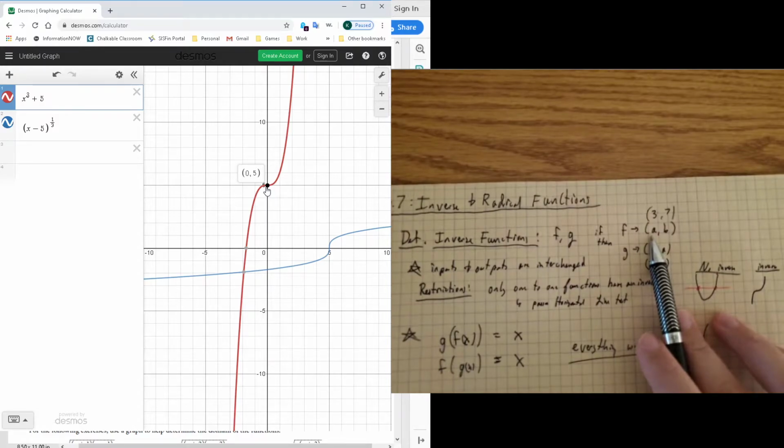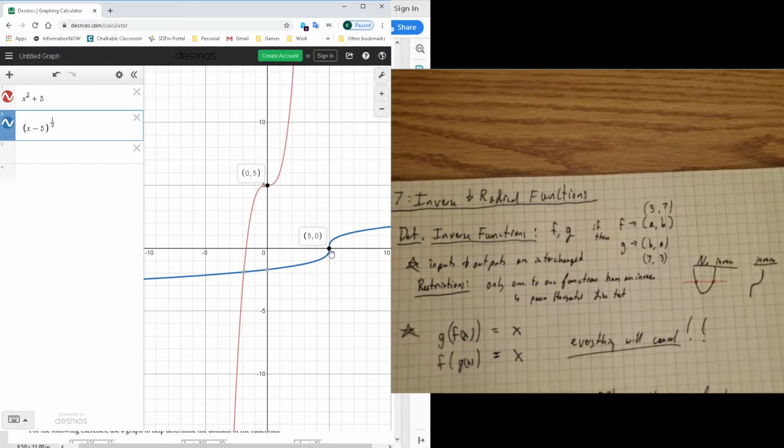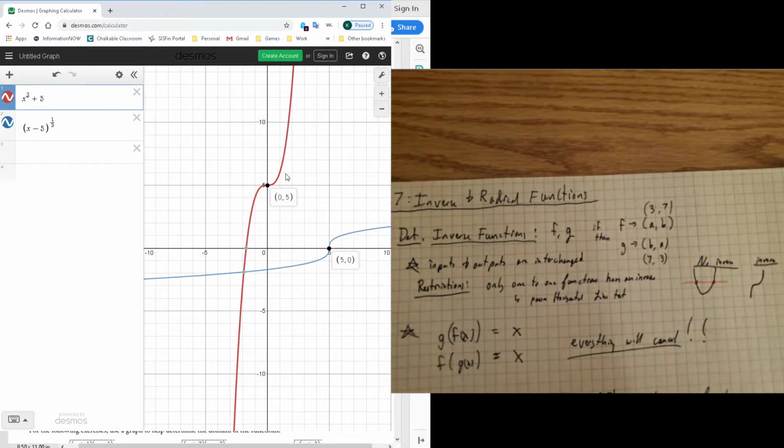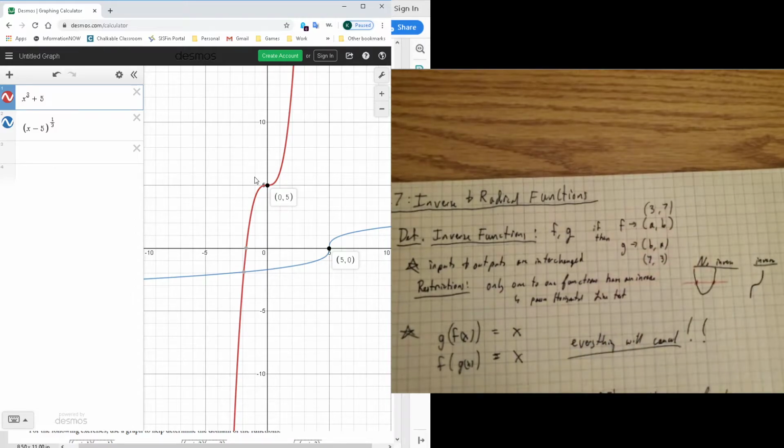Right? For every a, b, there is a b, a. So look here. In red, I have the point 0, 5. But in blue, I have the point 5, 0. In blue, I have the point 6, 1. And in red, I'll have the point 1, 6. So this property holds naturally. It has to always have this property, this idea, where every single a, b in the original function has a b, a in the inverse.